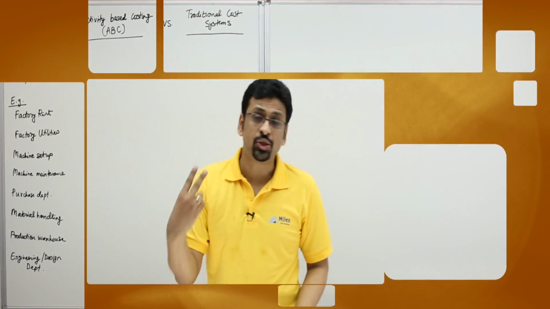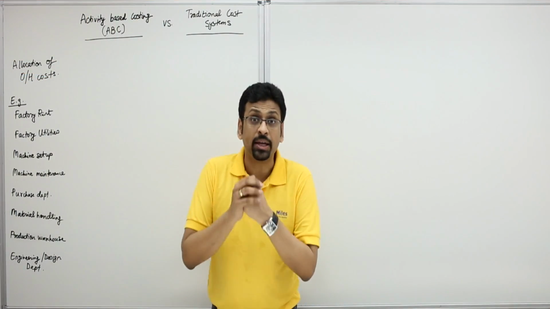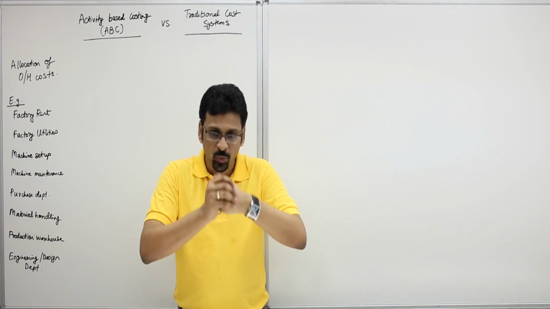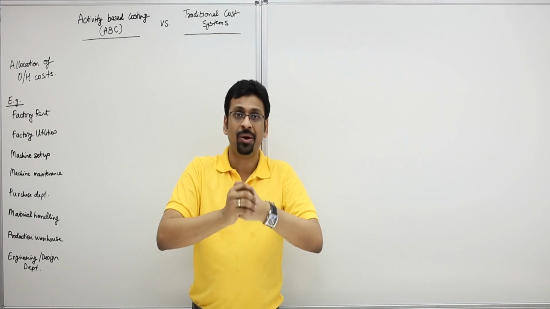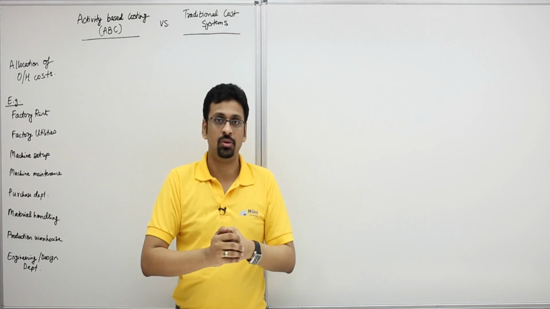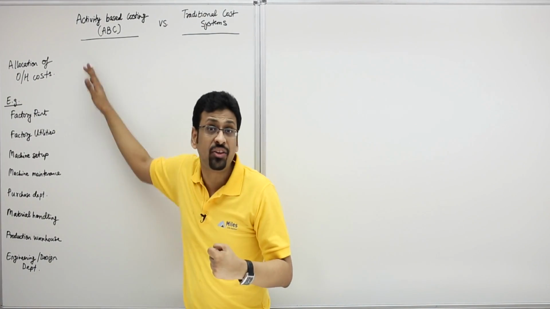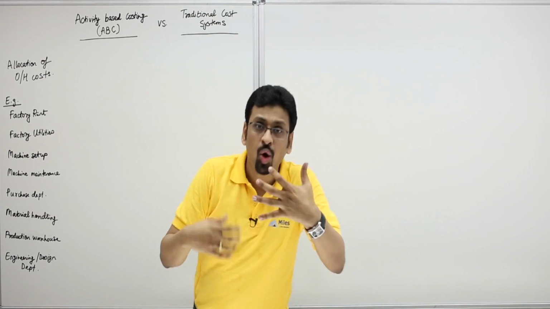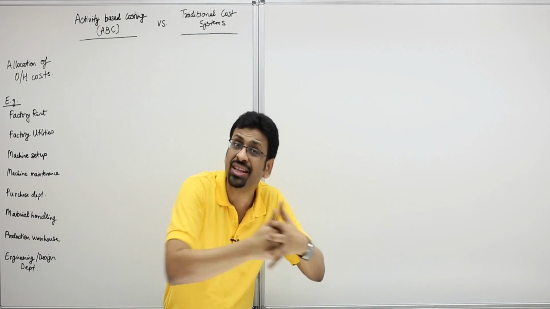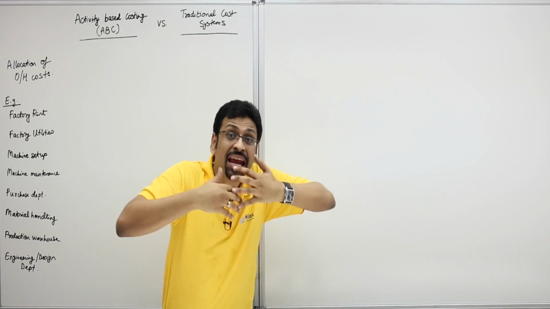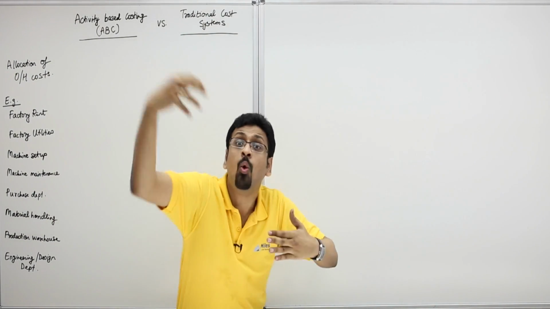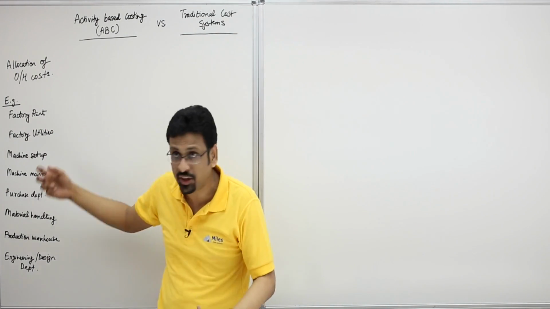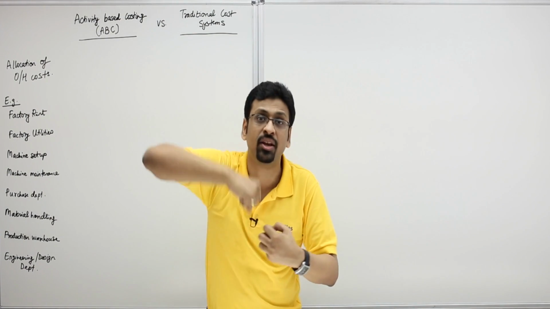When we started BEC2, I said we're going to allocate overhead cost using a cost driver. So let's say we use a volume-based cost driver like direct labor hours. All factory overheads are allocated based on that cost driver. As and when workers put in the hours for production, as and when direct labor hours are put into production, we allocate the overhead costs. Overhead costs like factory rent, factory utilities, machine setup, maintenance.